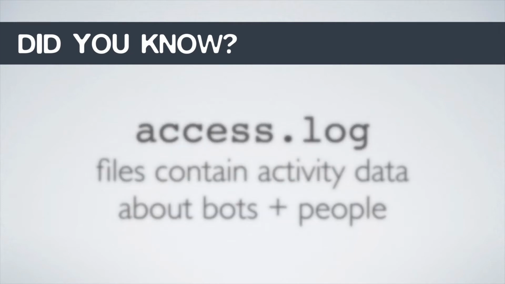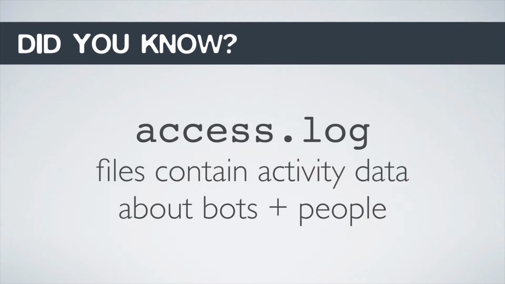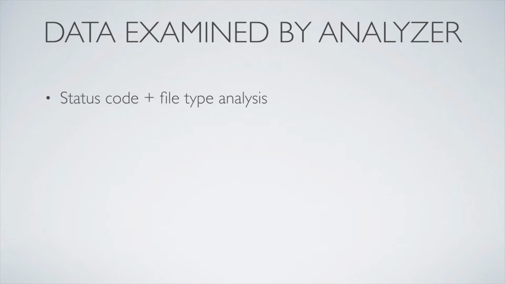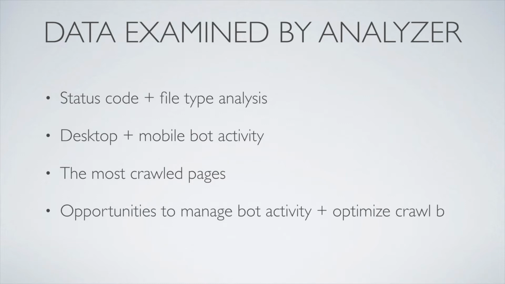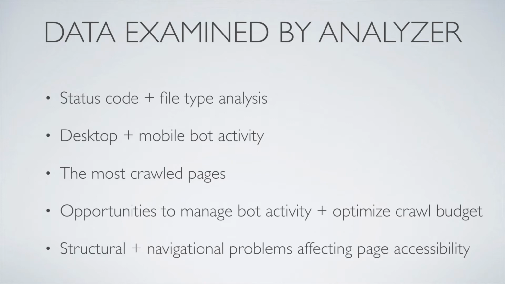Web servers keep files called access logs. These contain data of all activity, including bots and people, that occurs on a website. This information helps SEOs track technical issues and optimize a crawl budget. Among the information collected, the Log File Analyzer examines status code and file type analysis, desktop and mobile bot activity, the most crawled pages on a website, opportunities to manage bot activity and optimize crawl budget, structural and navigational problems that affect the accessibility of certain pages.